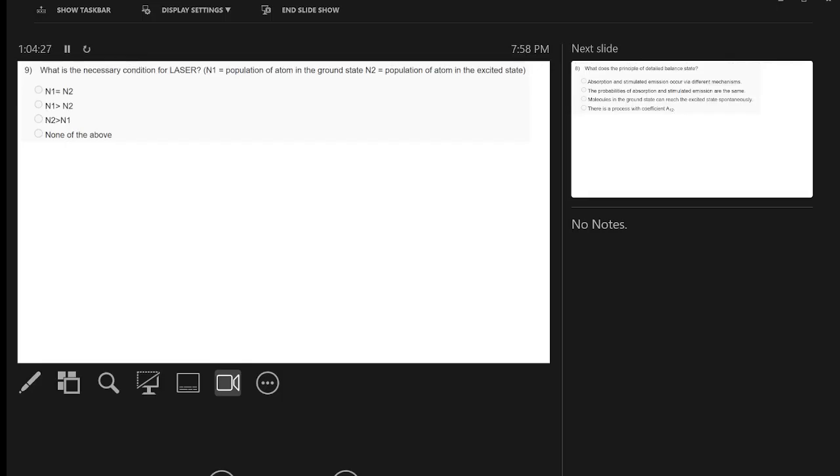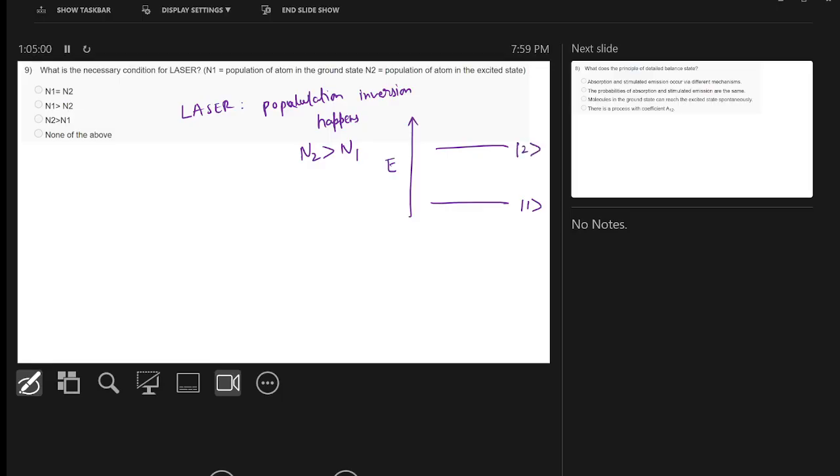Third question, what is the necessary condition of laser? So in laser, population inversion happens. And when will this happen? When N2 is greater than N1. Okay. So this is your state 1, this is your state 2. In this case, this is your correct option.